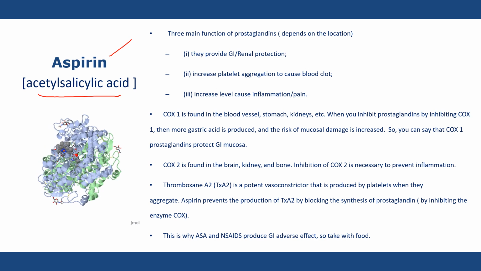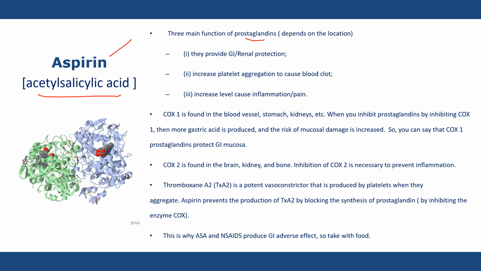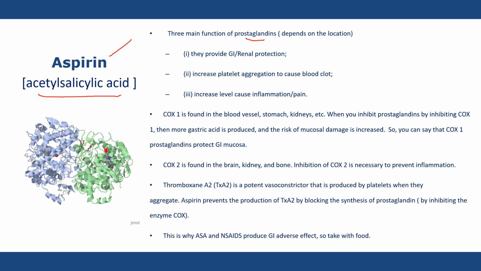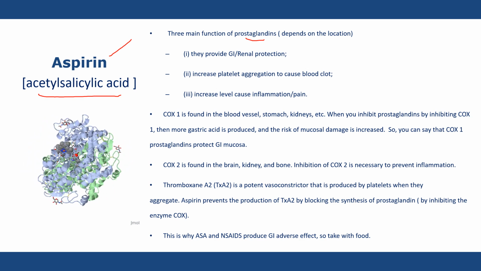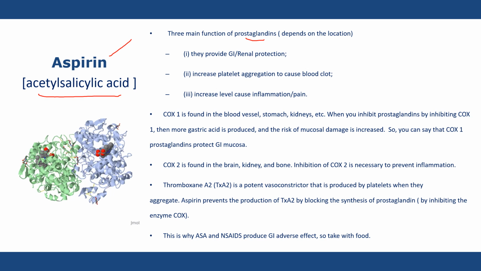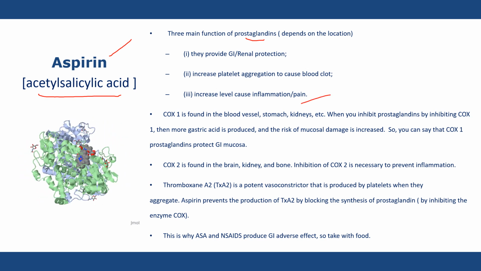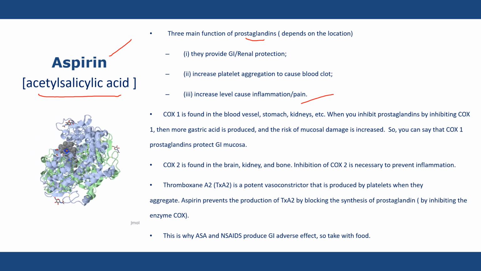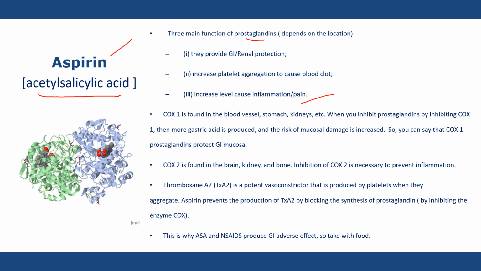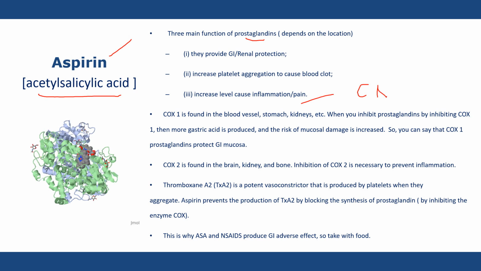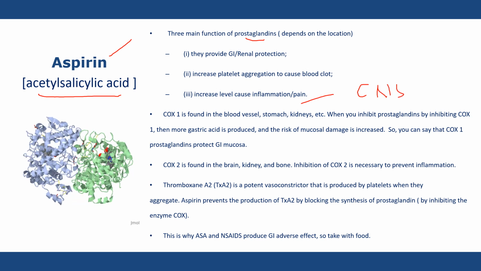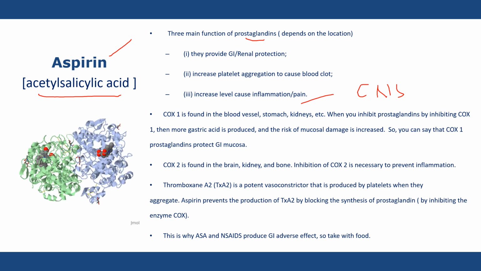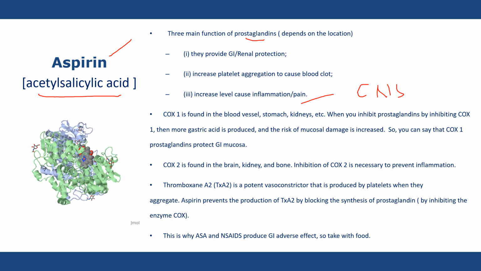And remember, the role of prostaglandin depends on the location. So if I tell you that aspirin is used to manage pain, that tells you that it will decrease inflammation and pain because it inhibits prostaglandin in the CNS and peripherally as well, right?